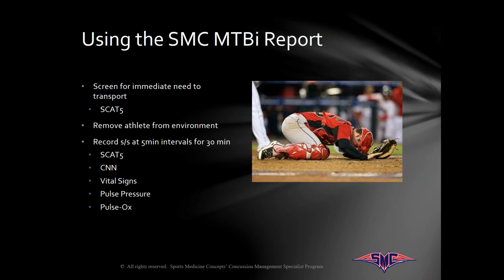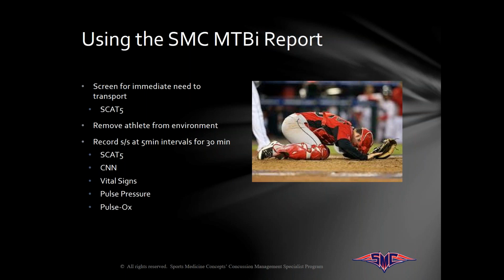So if we use the sports medicine concepts mild traumatic brain injury vital signs trending report, which I'm going to show to you here in a minute, that allows us to screen for the immediate need to transport the athlete. On that trending report, we are looking at a series of signs and symptoms, including those that we find by implementing the SCAT form.